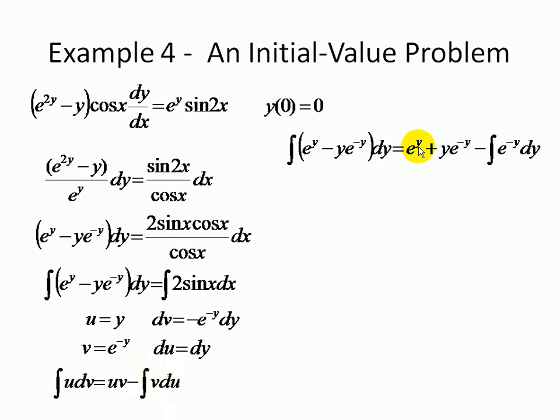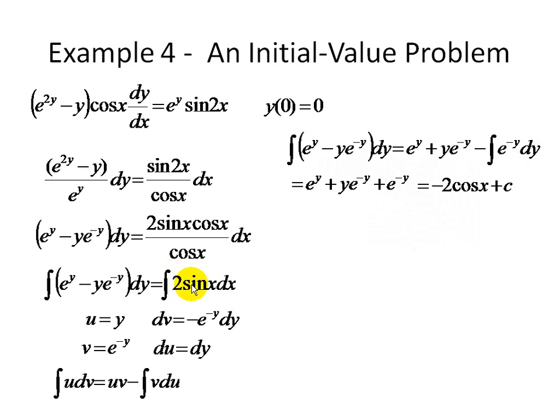When we do that, the first term is just e to the y, and then this term right here consists of these two terms. Now this is the uv term, u again is y, and v is e to the minus y. So that's what this first term is. And then this term is a result of substituting for v right here and du for dy. So you can see that this is simpler to integrate. Now when we do that, we get e to the y plus y e to the minus y. So that's these terms, and then this term right here is just simply e to the minus y.